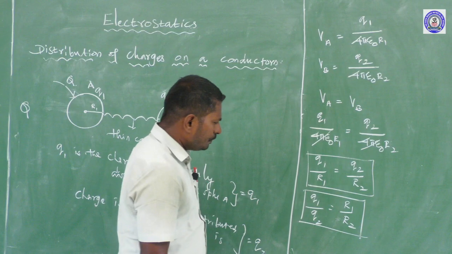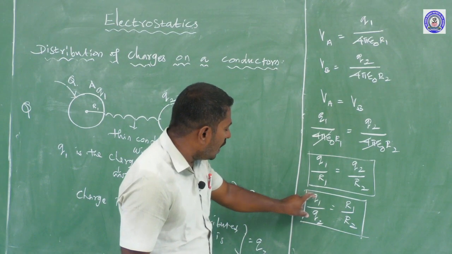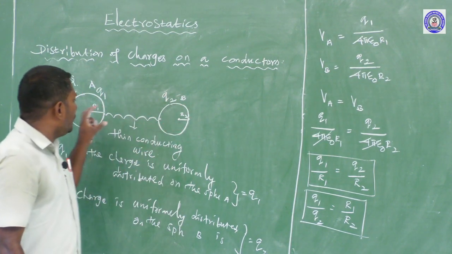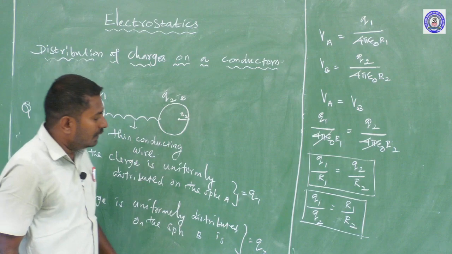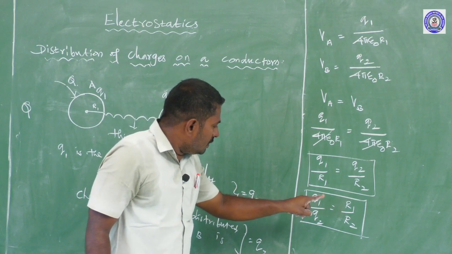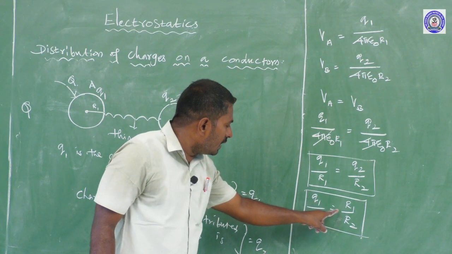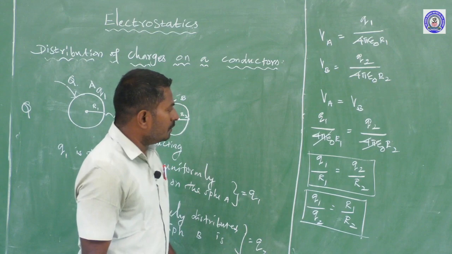So next, if both the metallic spheres are connected by a thin piece of conducting wire, the ratio of charges on the surfaces of the charged conductors is equal to R1 divided by R2.